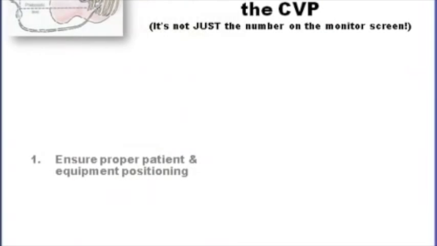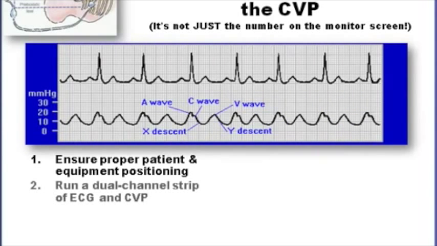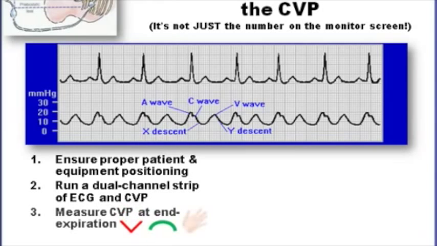All right, now to the fun part. How do we accurately determine the CVP? So first of all, just like we talked about, you need to make sure that your patient is properly positioned. So you've leveled and zeroed the air fluid interface to the patient's phlebostatic axis. Then you're going to run a dual channel strip of the EKG and the CVP so you can compare the two. You're going to measure the CVP at end expiration, and then you're going to draw a line.